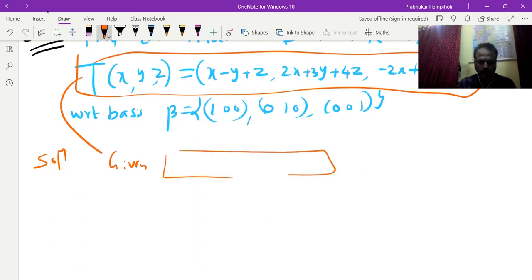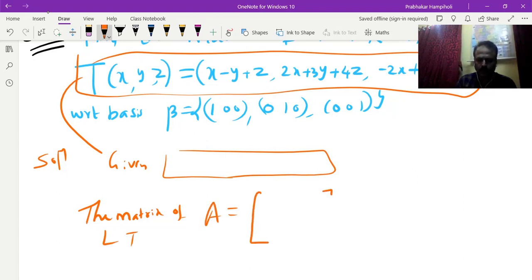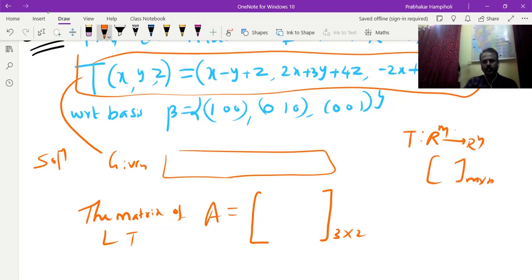Here you copy pasted. Then you write the matrix of linear transformation, we call it as A. So from three dimension to three dimension, it is a 3x3 matrix. From M dimension to N dimension, it is an M cross N matrix. If both M and N are the same, it becomes a square matrix.